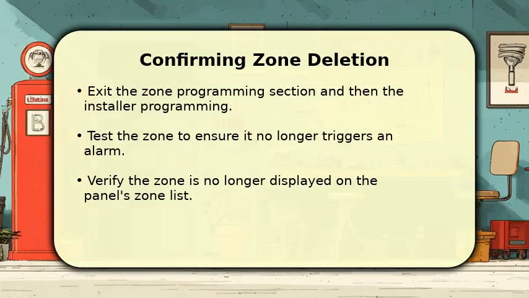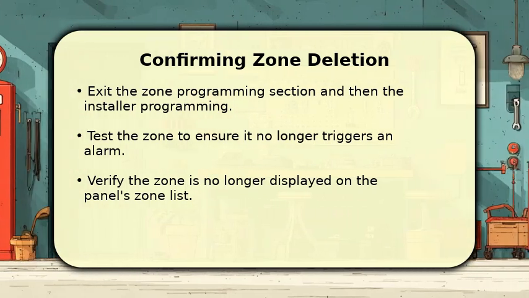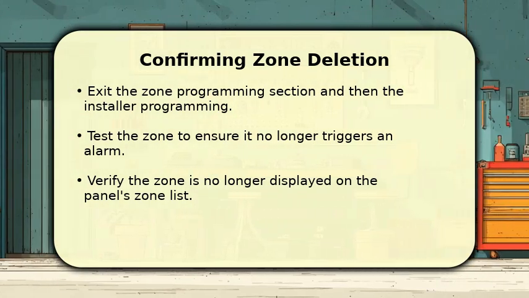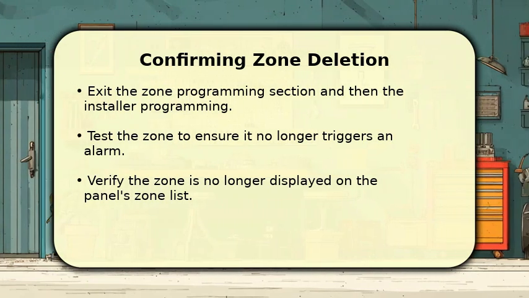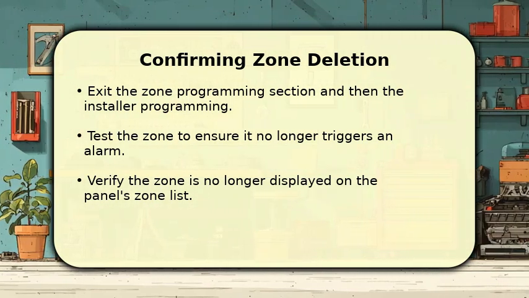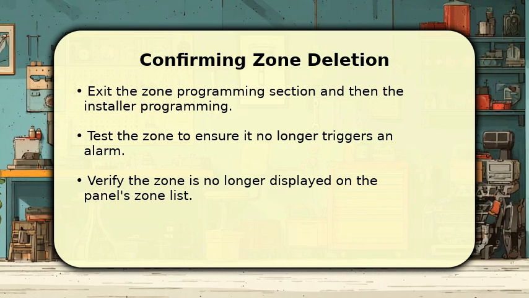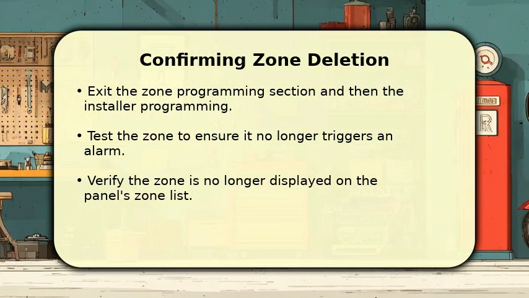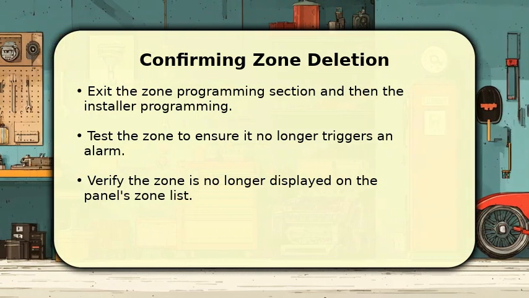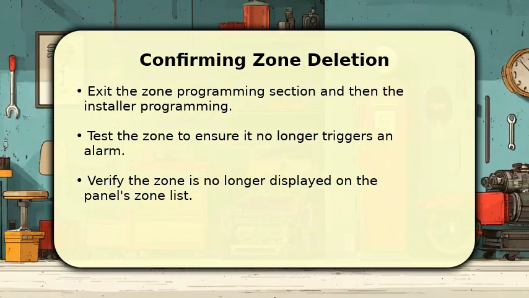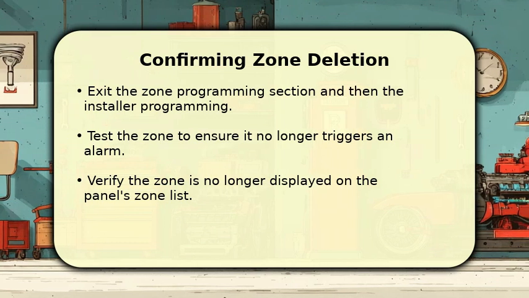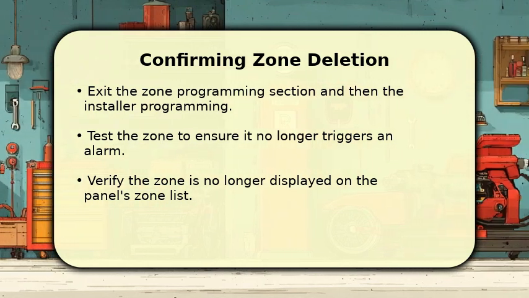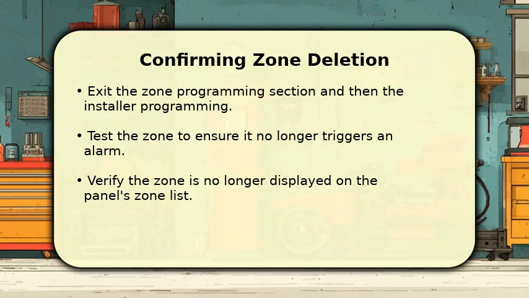After clearing the zone's programming, it's crucial to confirm the deletion. First, exit the zone programming section and then exit the installer programming entirely. You can then test the zone by attempting to trigger it. It should no longer register as an open or faulted zone on your panel. Additionally, verify that the zone is no longer displayed or active in your system's zone list, ensuring a successful removal.